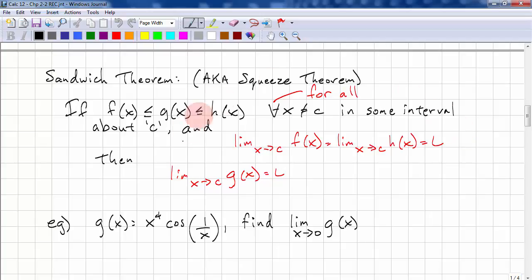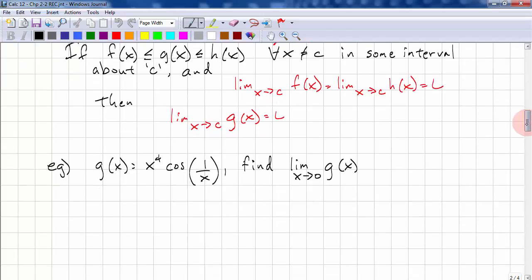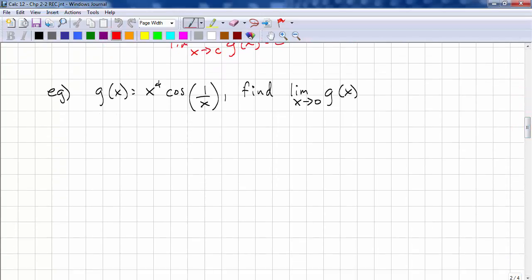So we're not doing the proof of this, but if this lower function is equal to the upper function, and they equal the same limit, then we know that g is going to be equal to that same limit. Well, let's look at an example. We have g of x equals x to the power of 4 cos 1 over x. Find the limit as x approaches 0 of g of x.